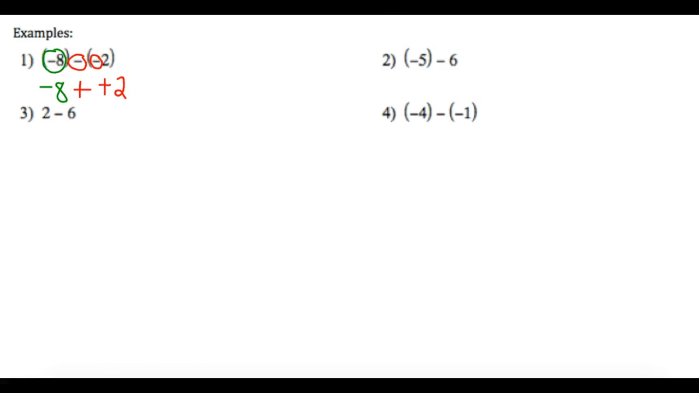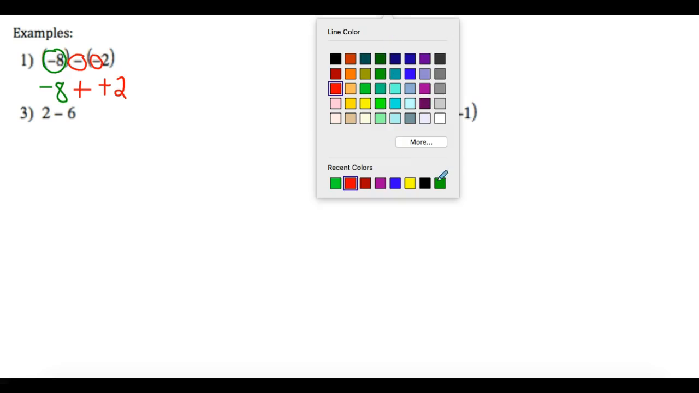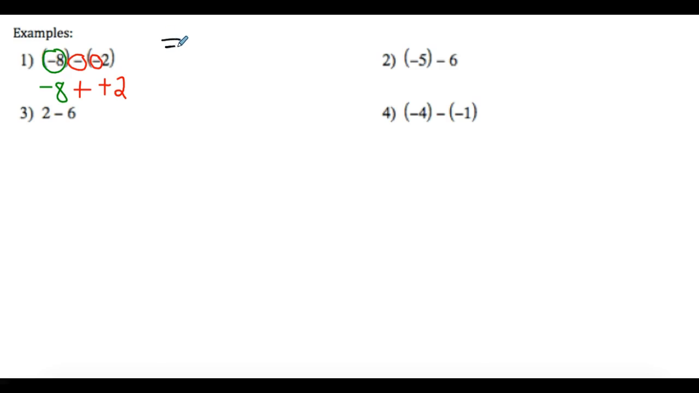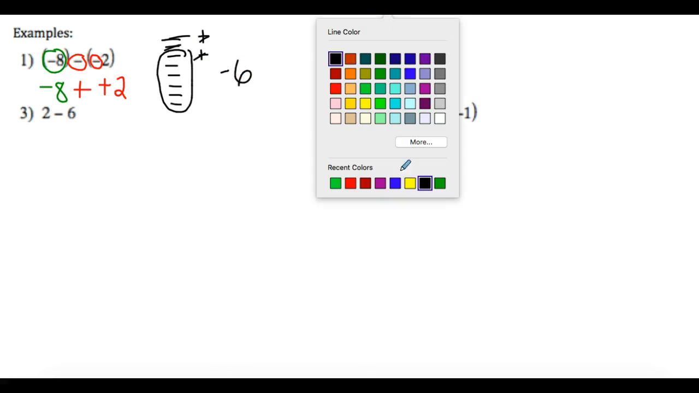So if I then go ahead and try to solve that, that means I have 8 negatives, 1, 2, 3, 4, 5, 6, 7, 8, and only 2 positives. So once they cancel each other out, that would leave me with -6. Okay, let's take a look at the next one.